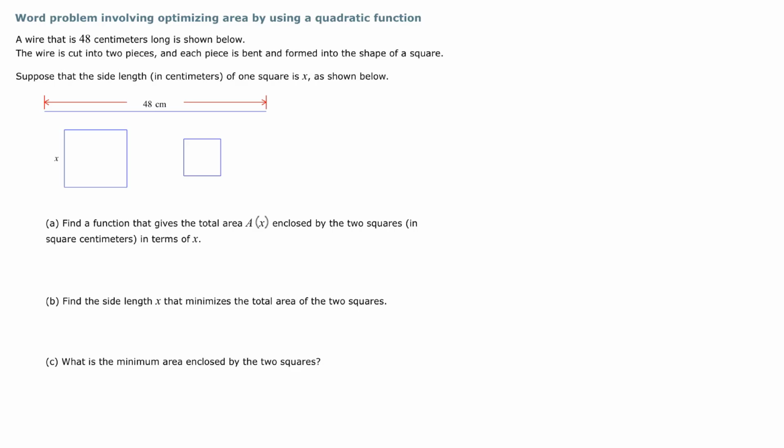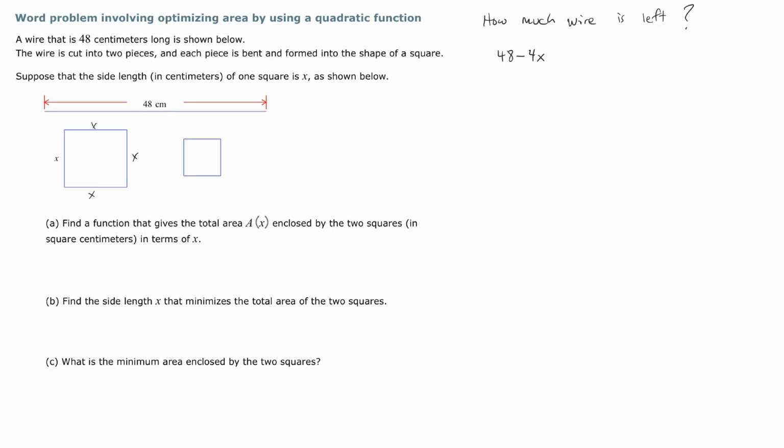Let's look at the first square. The first square has 4 equal sides, so it has x, x, x, and x. Then how much wire is left? Well, let's ask that question. How much wire is left after the first square? You probably have answered it by now. It's going to be 48 minus 4x.